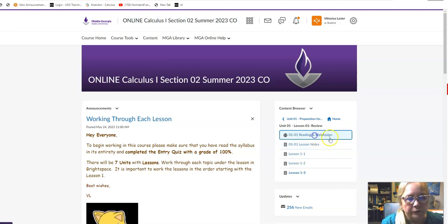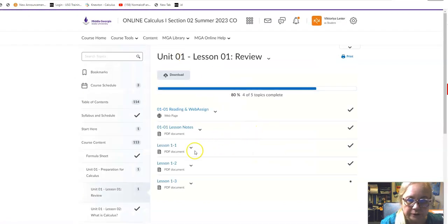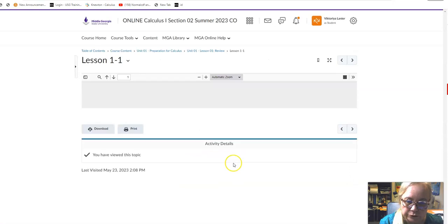So you have a file with suggested reading. It will refer to your ebook. You can skip this or you can read the sections, but since we're in such a quick and fast semester, I copied the material that you can find in the book and put them in lessons here. Lesson 1.1, lesson 2.1.2, and so on.